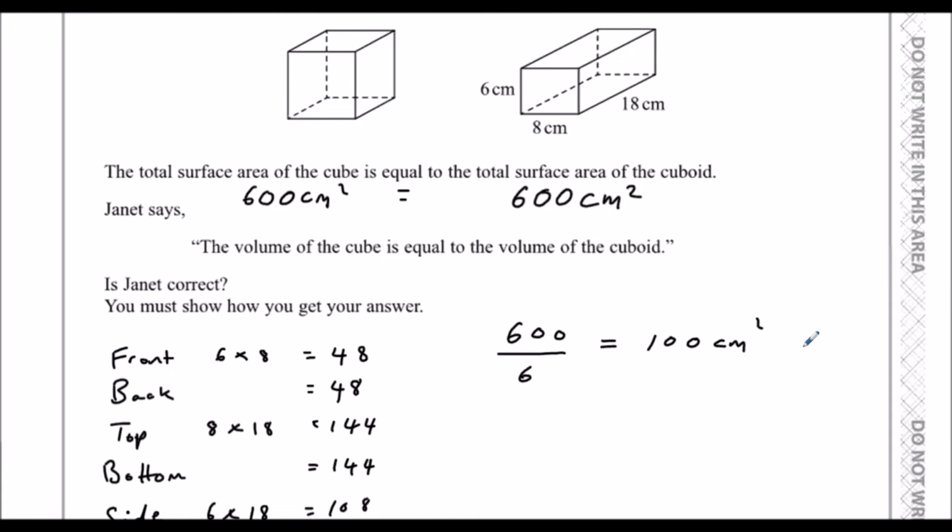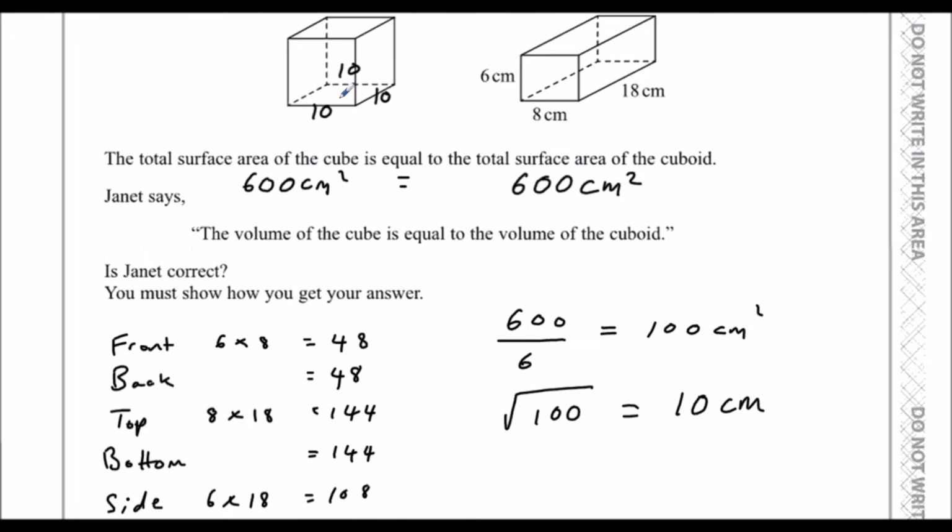Now we can find the length. The area of a square is the base times the height. So we just need to square root 100, and we will find that each of these measurements, so the base is 10, the height is 10, and the depth is 10. So now we know the measurements for the cube and the cuboid. We can compare their volumes.